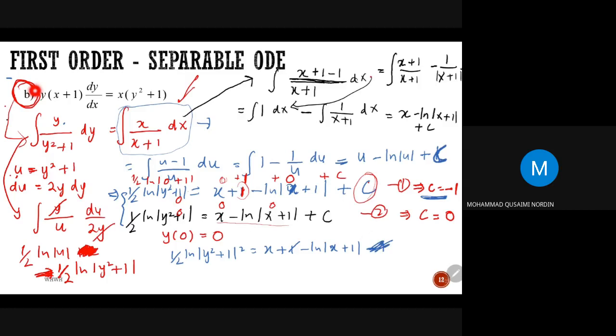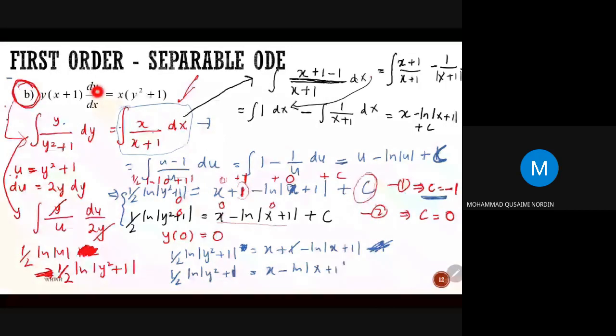Okay, 1 then minus 1. So if you look at the second one, will the answer become the same or not? There is no square here. ln y square plus 1 equals this one, x minus ln x plus 1, plus c, this time is zero. So, do you see? In the end, when we substitute and find the value of c, we'll get the same answer.